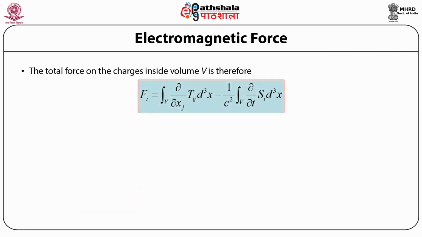Then the equation for the total force is given by simply taking the volume integral of this force density over the volume V, and can be written as the ith component of the force, that is this Lorentz force, equal to the volume integral over the volume element d cube x of the partial derivative with respect to the jth component of the position of the Maxwell stress tensor T_ij minus 1 by c square times the volume integral over d cube x of the partial time derivative of the ith component of the Poynting vector.